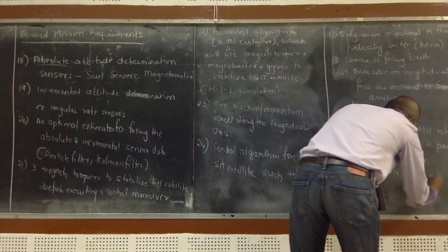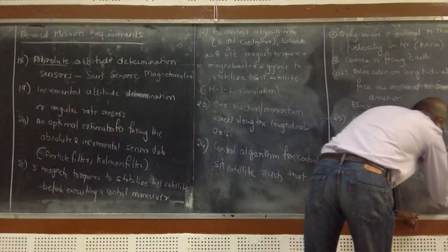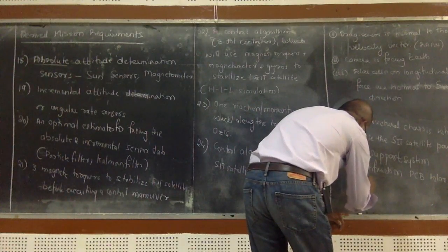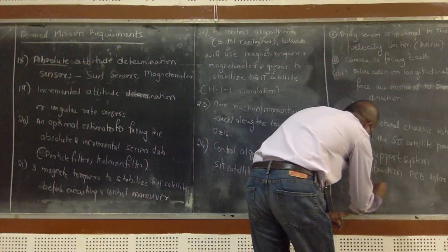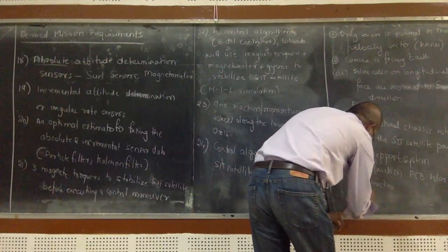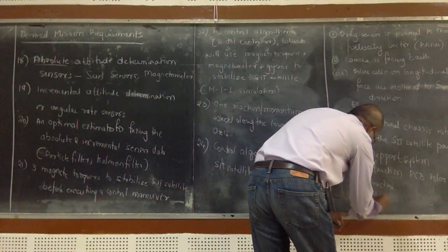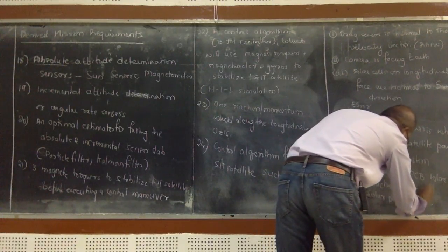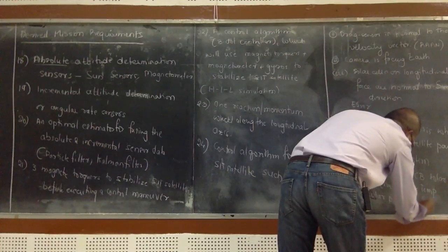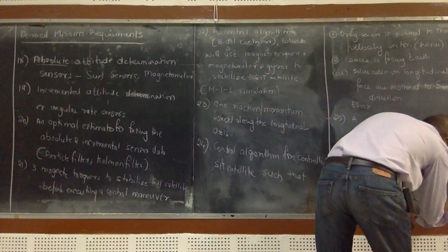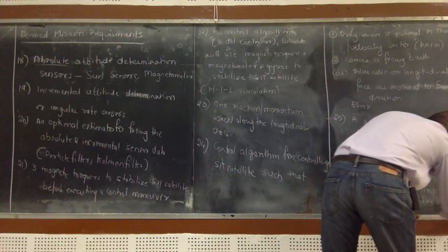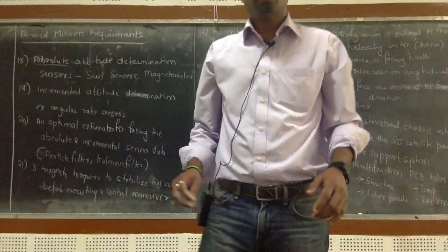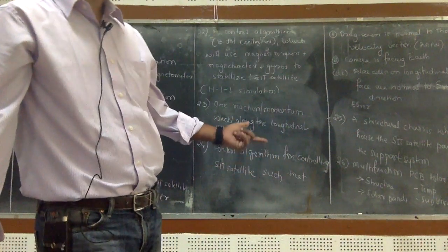PCB solar panels. They are used as structured solar panels, temperature sensor, sun sensor, camera, and these can be designed, and these can be very useful, right?